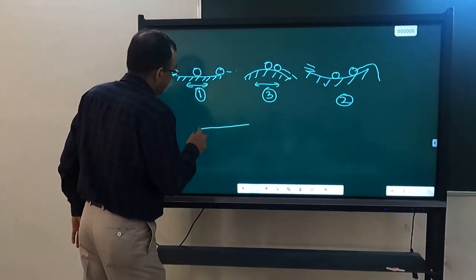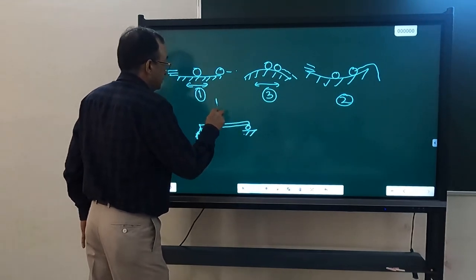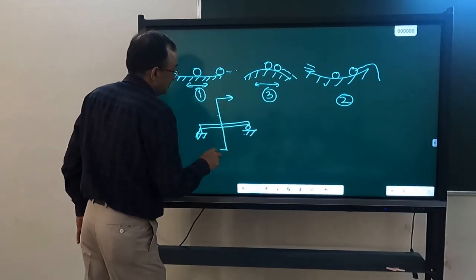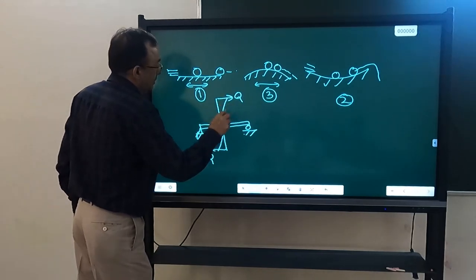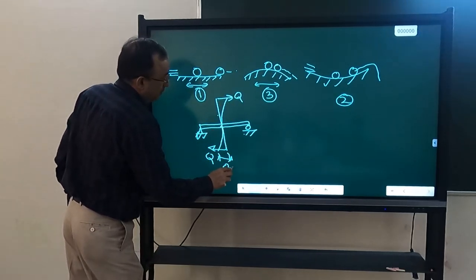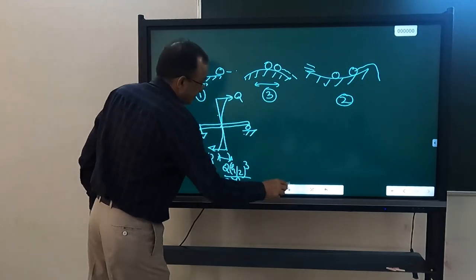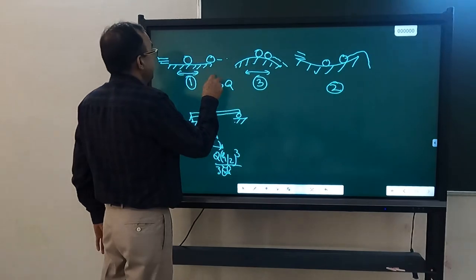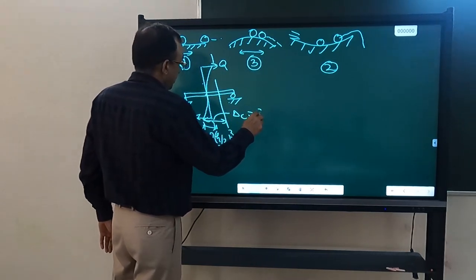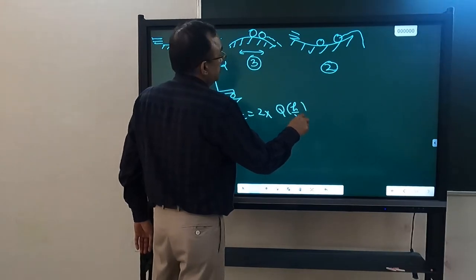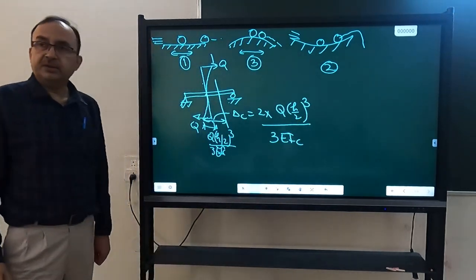Let us say I have this case. How much will be this displacement? Q h by 2 whole cubed over 3 EI c. And the same will be this. So how much will be the total? This delta c is 2 into Q h by 2 whole cubed over 3 EI c. That I am getting.